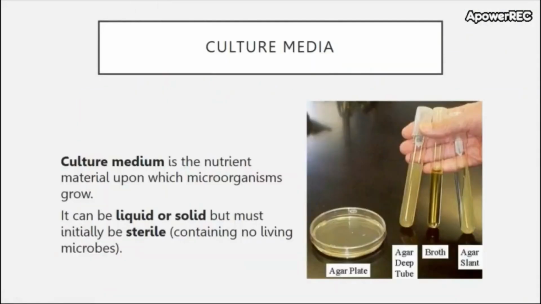We use all of these ingredients in order to make a culture media. A medium is the nutrient material upon which microorganisms grow. This medium can occur in either liquid or solid form, but it must be initially sterile, which means that it contains no living microbes, so that you can inoculate it with your particular wee little beasties and have a tube that is only growing what you want it to grow.